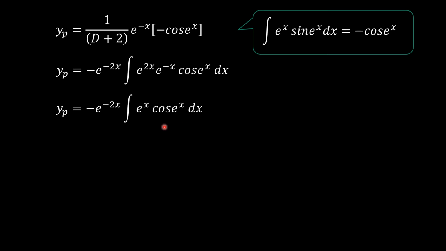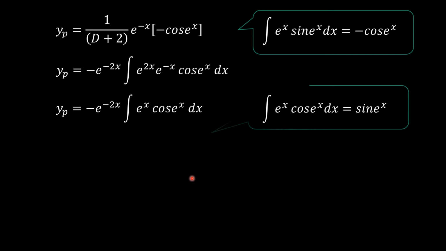To simplify this integration, now we will use the formula integration e raised to x into cos of e raised to x dx equal to sine of e raised to x, and that gives us yp equal to minus e raised to minus 2x sine of e raised to x, which is the required particular integral which we have obtained using the general method.